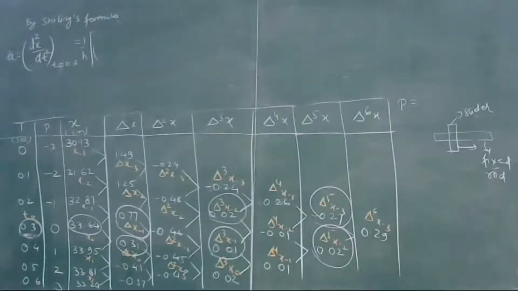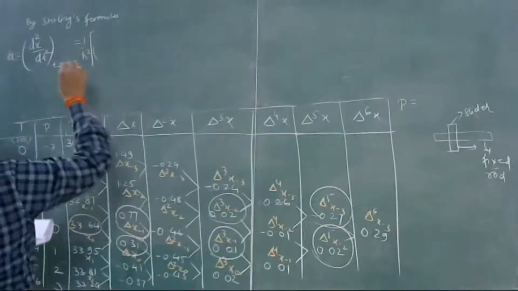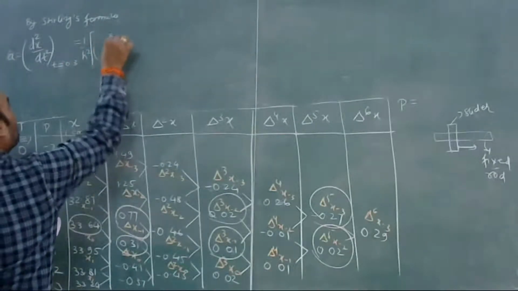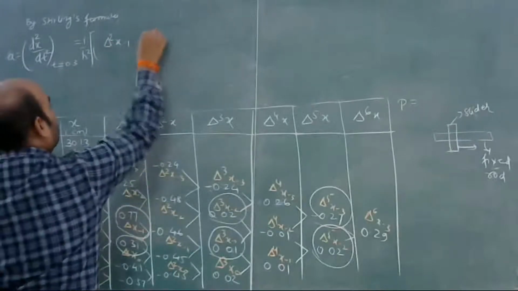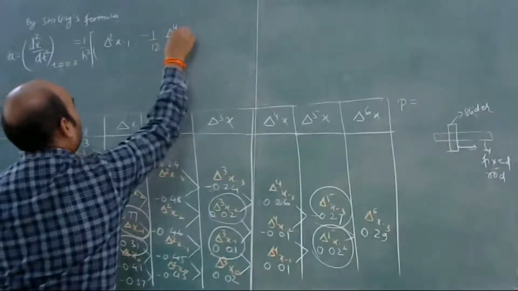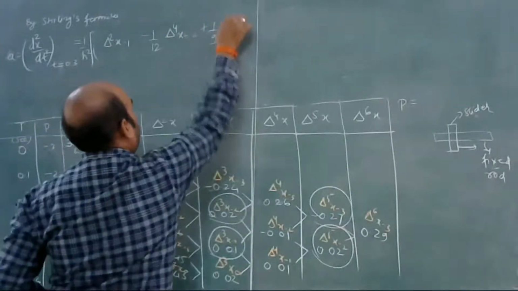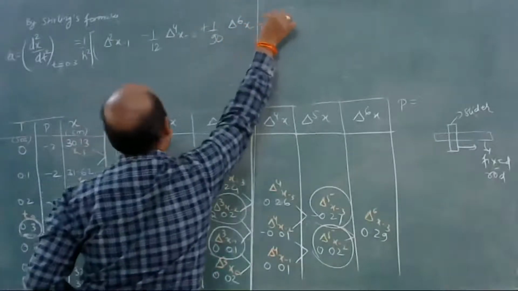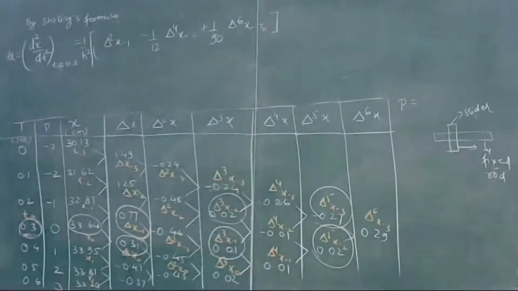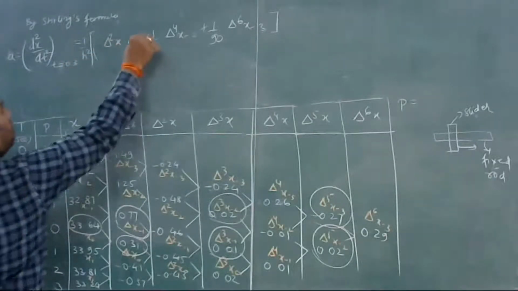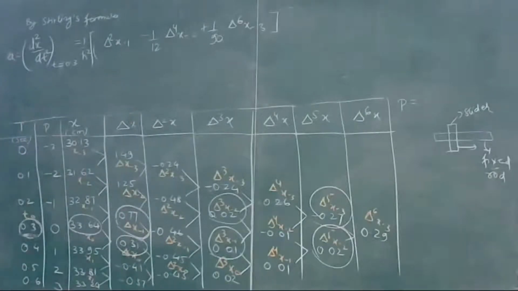So this is 1 upon h square [del square y naught minus 1 upon 12 del to the power 4 y minus 2 plus 1 upon 90 del to the power 6 y minus 3]. Okay, so this is the formula of the second derivative: 1 upon h square del square y naught minus 1 upon 12 del to the power 4 y minus 2 plus 1 upon 90 del to the power 6 y minus 3.